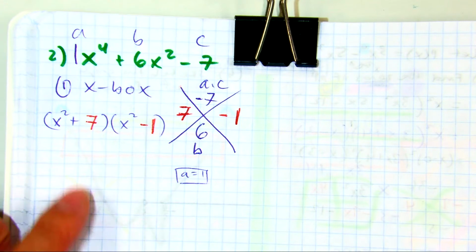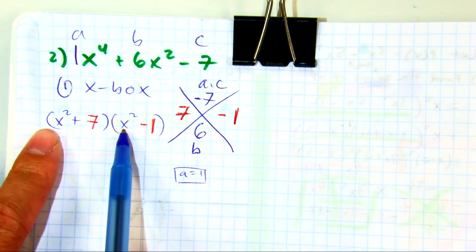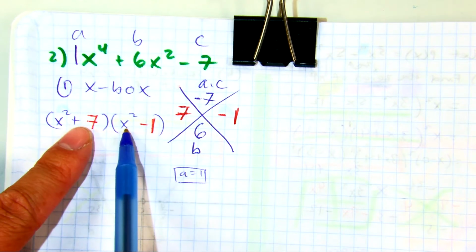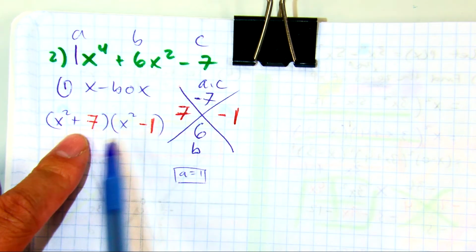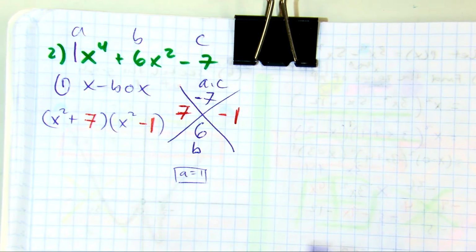How do I know that's correct? You can FOIL or use the box to multiply or distribute. That would be x to the 4th, negative 1x squared, 7x squared. You add those together, you get 6x squared, and multiply those, you get negative 7. Are we all done? No.